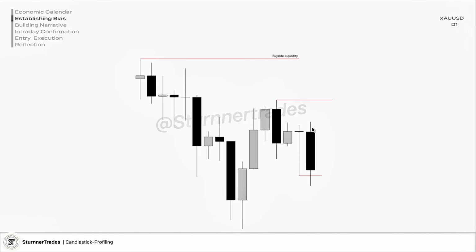And this sweep above Monday's high happened early, right inside the Asian session, and that's usually a signal to me that we've already formed the high of the day. So that was my early invalidation. I stayed away from Tuesday entirely.